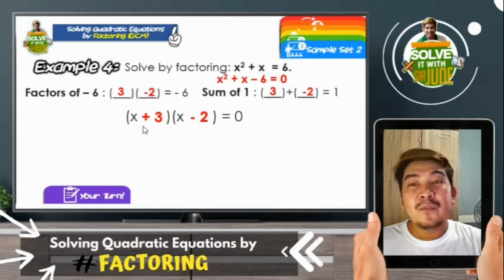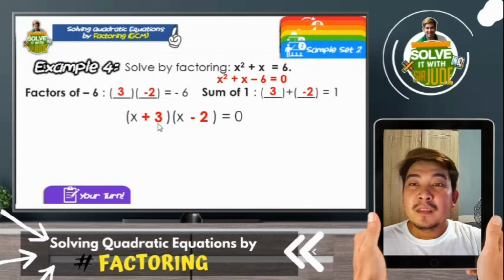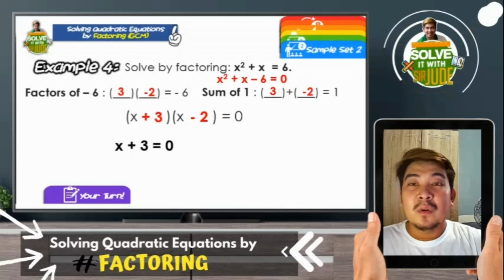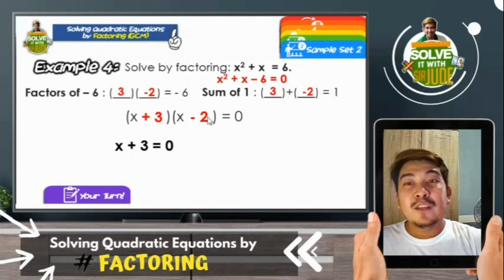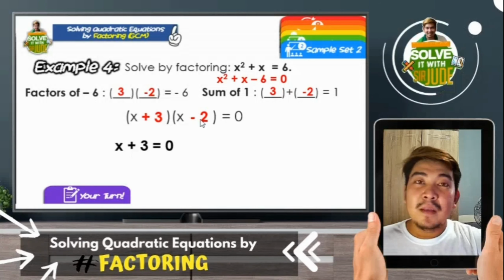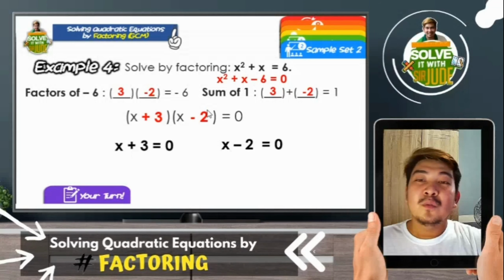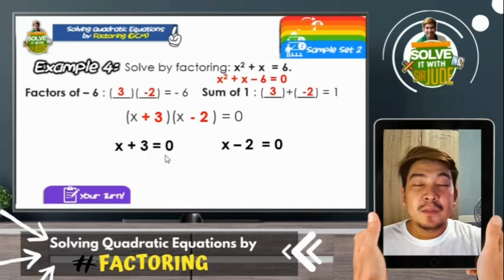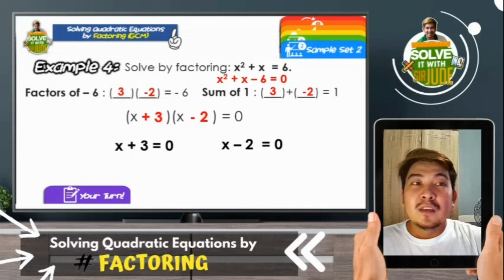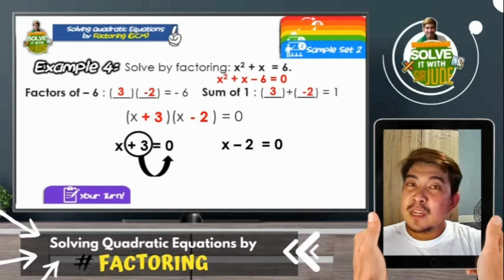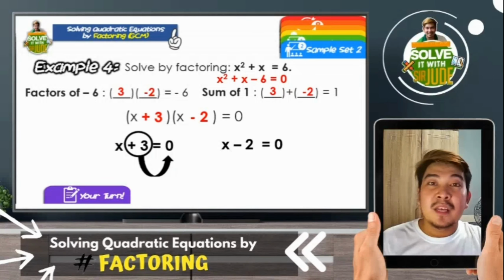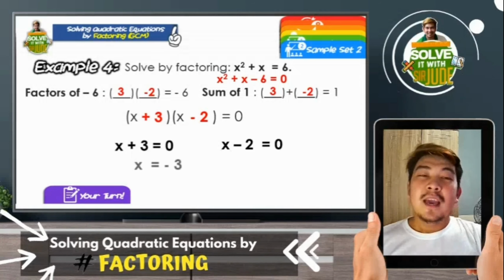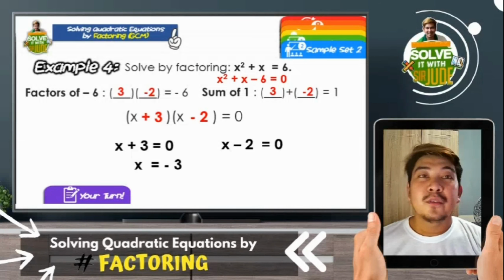So let us first have x plus 3. So x plus 3 equated to 0, that will be x plus 3 is equal to 0. On the other hand, x minus 2 equated to 0, that will be x minus 2 is equal to 0. Dun muna tayo sa unang equation, which is x plus 3 is equal to 0. So to get the value of x, i-transfer natin si positive 3 to the other side of the equation. So if that will be the case, the first solution will be x equals negative 3.